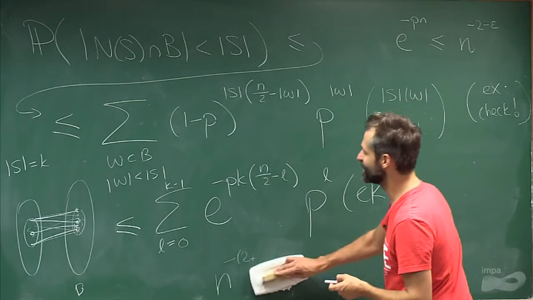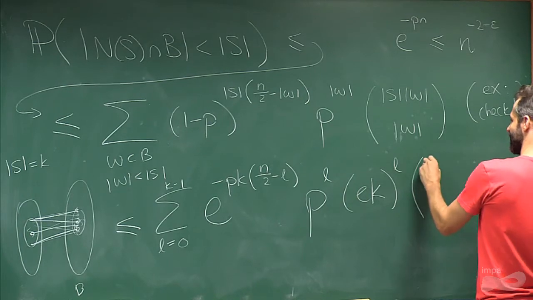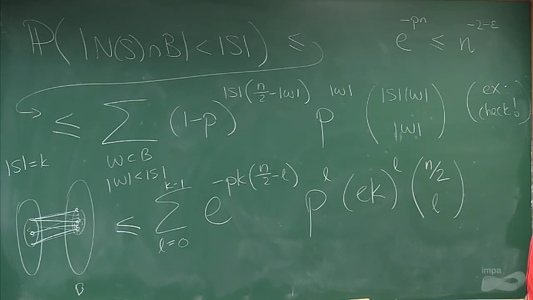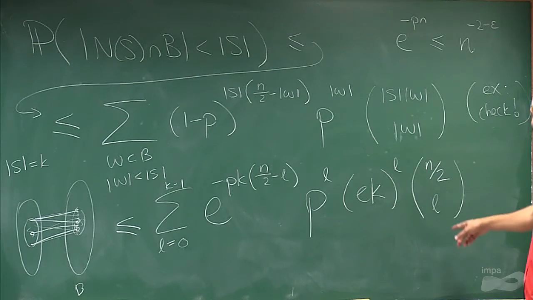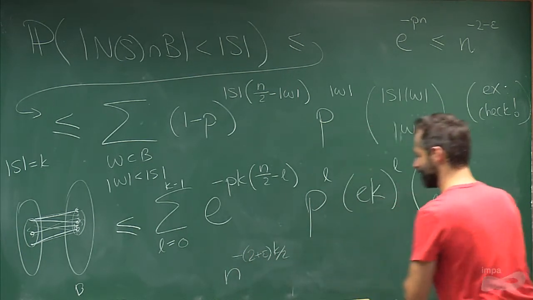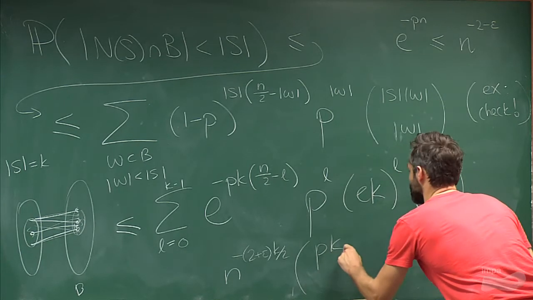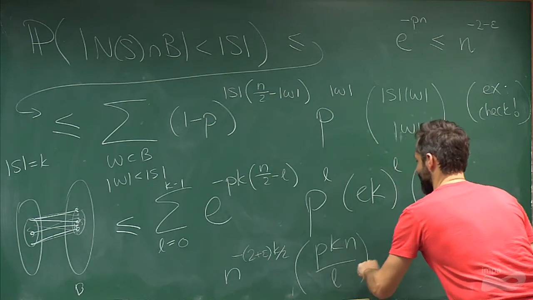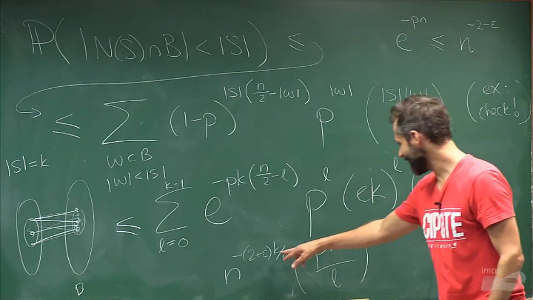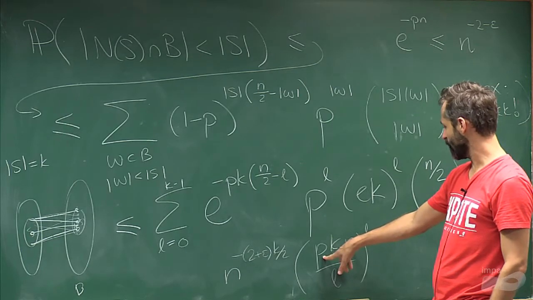And I didn't count. Sorry. I forgot to count the number of choices for W. So I should multiply all of this by n over 2, choose L. Yes. Sorry about that. So now what we basically have is n to the minus 2 plus epsilon K over 2. And then all of this stuff is basically P times K times n over L to the L. And K is bigger than L. But I claim if L is K, this is giving you like log n to the K.